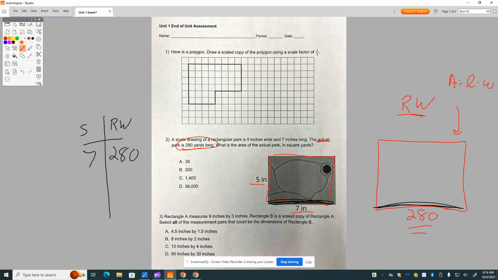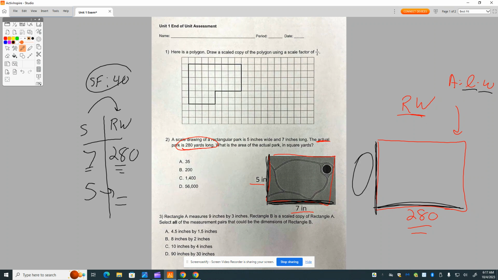Now, I could use what I know about tables to figure out, okay, what would be my scale factor? What would be that number that I have to multiply 7 by, so that way it equals 280? And the answer to that would be 40. So now that I know my scale factor is 40, I could find this corresponding side by knowing its corresponding side, applying my scale factor, and figuring out what the width would be, so that way I could find the area and multiply the length times the width.